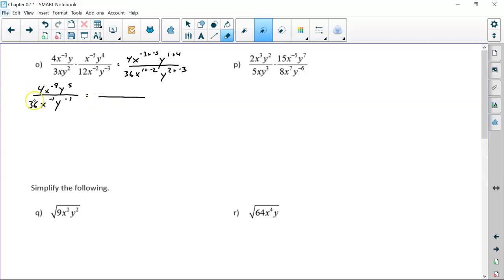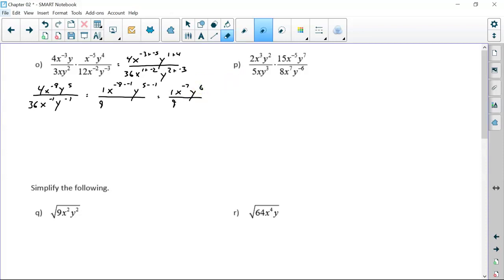And now we divide. For the constants, 4 over 36 reduces to 1 over 9. And now for the x's. Dividing, we subtract. So it's -8 minus -1. Be very careful of your signs. And for y, it's 5 minus -1. So it's 1 over 9. So it's x, -8 minus -1 is -8 plus 1, which is -7. And for y, 5 minus -1 is 6.